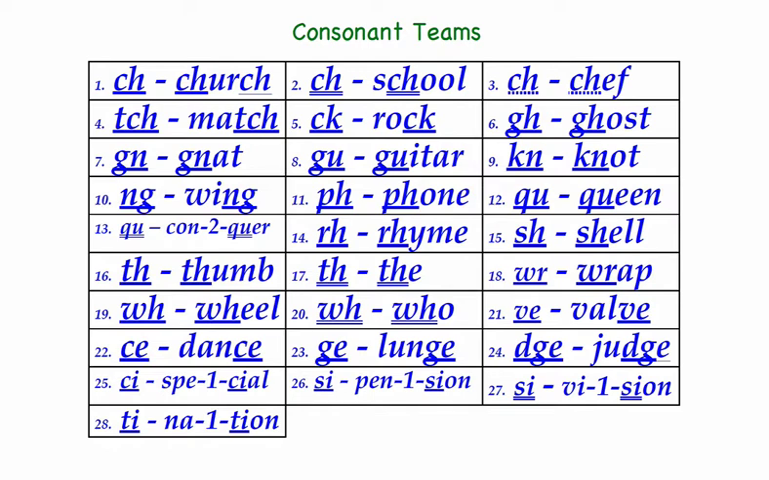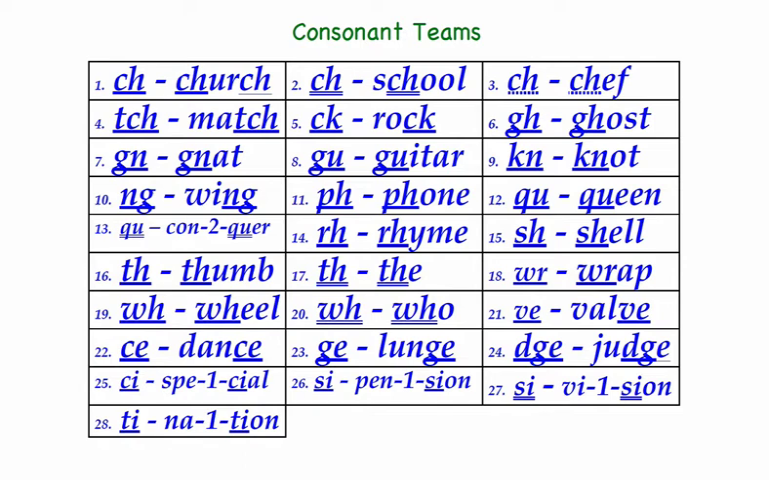WH has a second sound, h, as in who. VE is a team when E's only purpose is to prevent the V from being the last letter in a word. English words do not end in the letter V. It represents the sound v, as in valve. CE is a team when E's only job is to cause the C to represent its second sound, and it represents the sound s, as in dance.